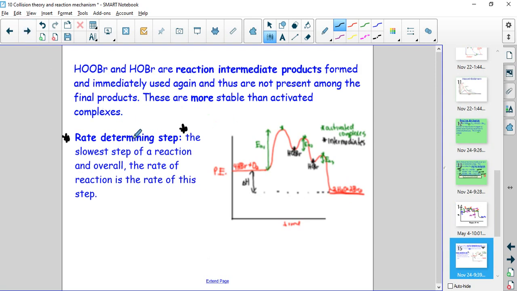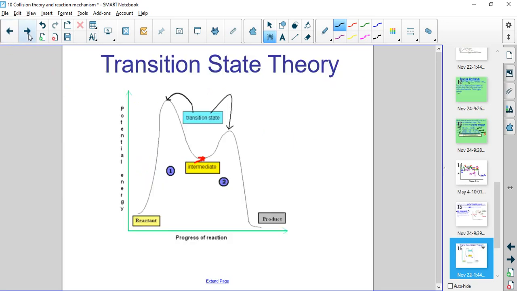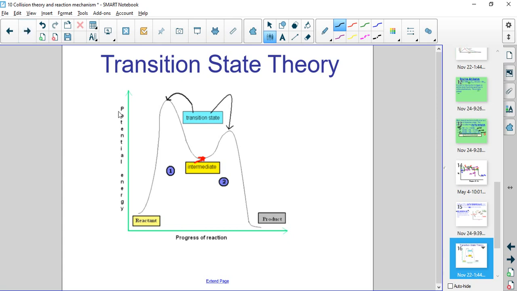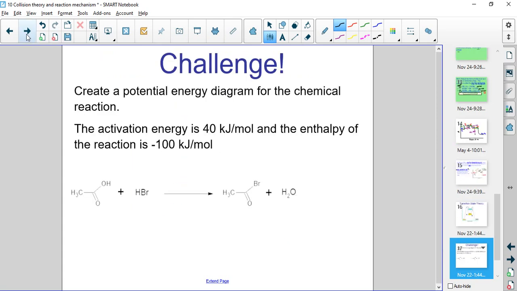So we can determine our rate determining step by looking at the overall reaction mechanism. Now, admittedly, there's another way of doing this, looking at the overall rate law, but we're not doing that right now. Okay, we talked about our transition states, talked about our activated complexes. It's for later, and that's it.